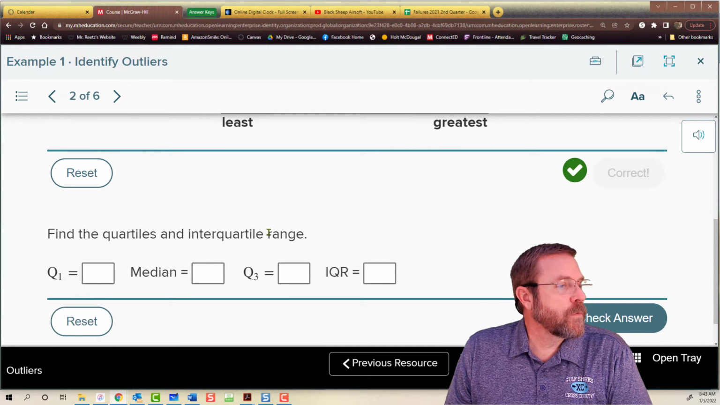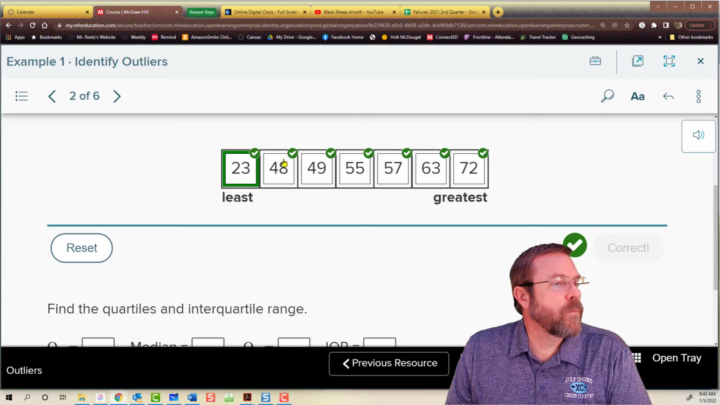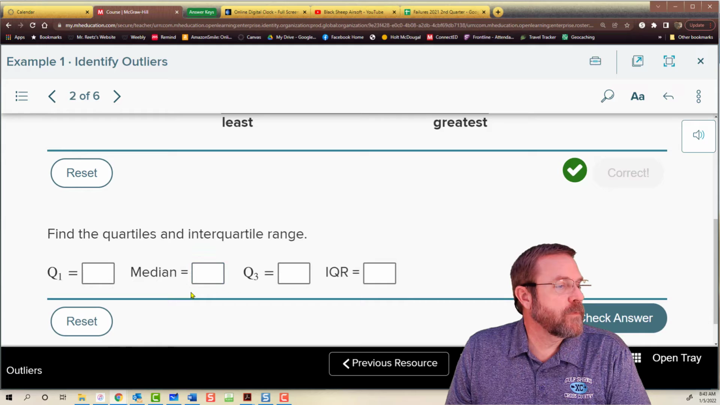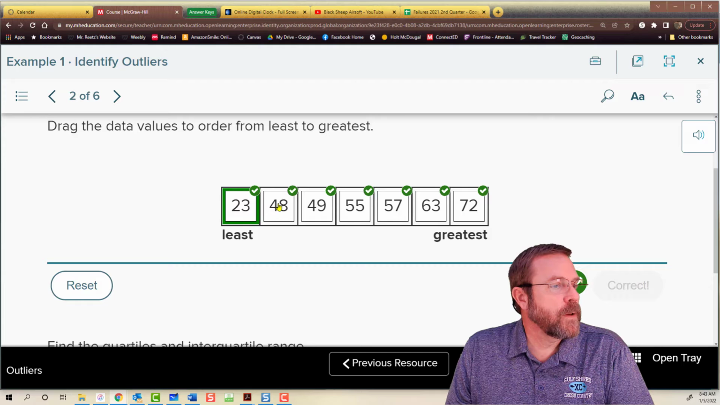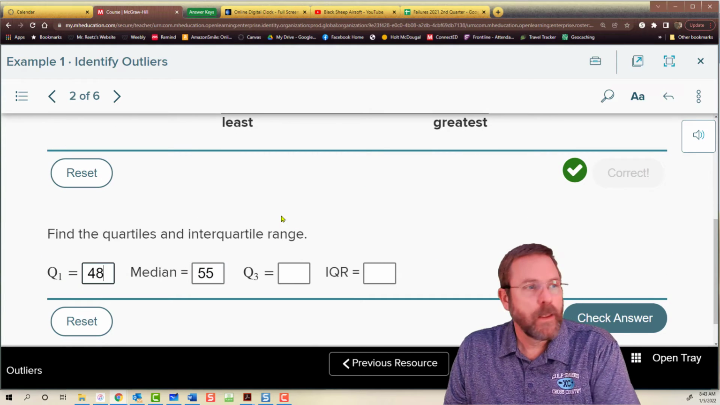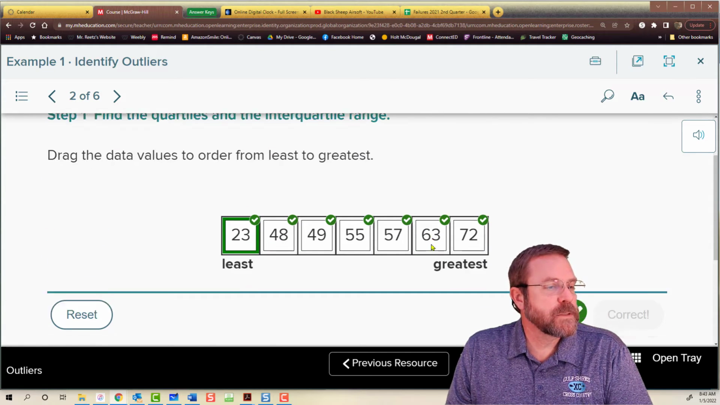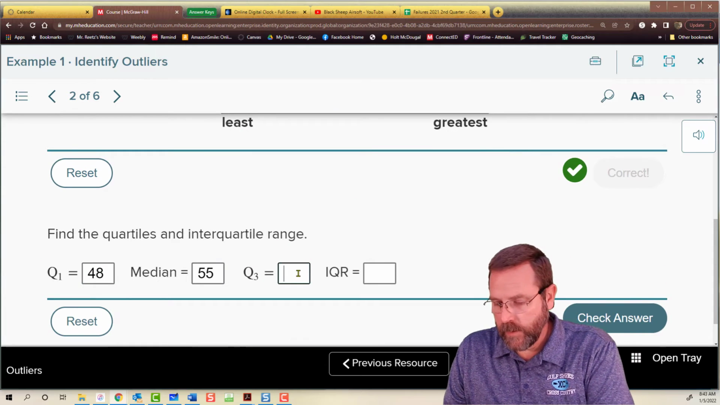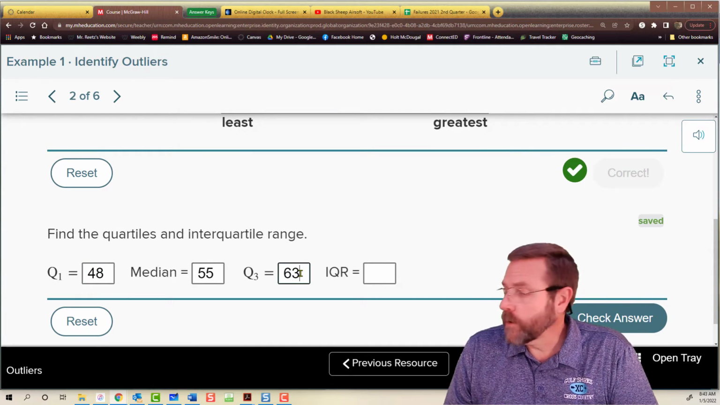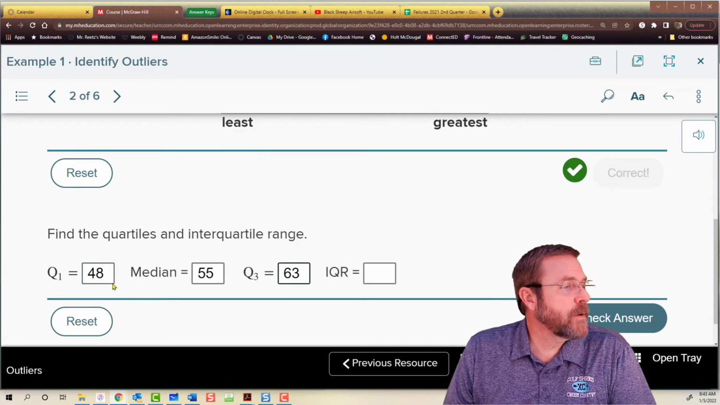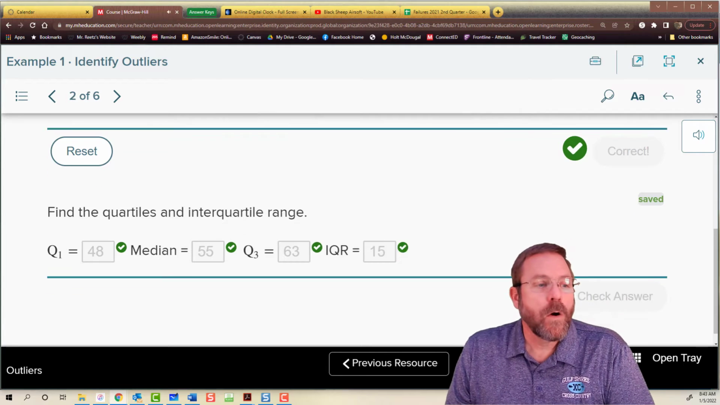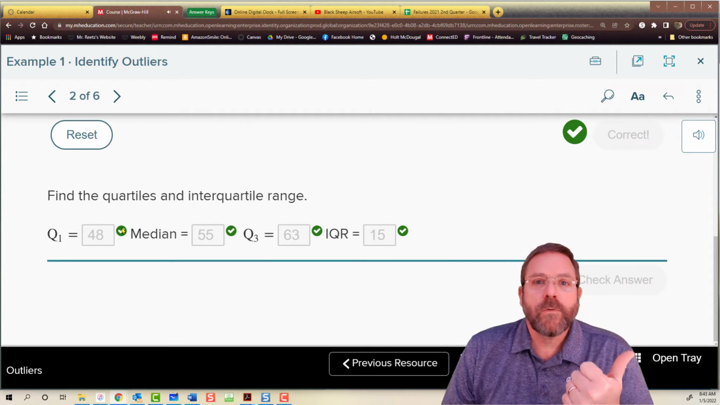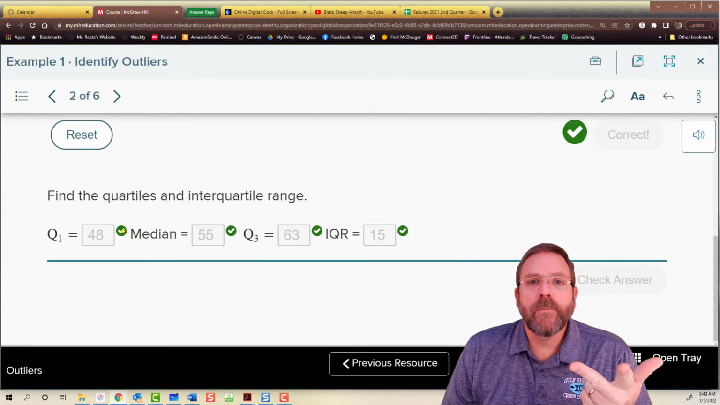Now let's see what else we have. So find our quartiles and the interquartile range. Well, we've got 1, 2, 3, 4, 5, 6, 7. That means 55 is going to be the median, the middle number. And then if we take right here, 48 is going to be my lower quartile. And the middle of the upper half is going to be 63. 63 is going to be the upper quartile, and then my interquartile range is going to be 63 minus 48, which is going to be 15, I believe, if I did that right in my head. All of that checked.